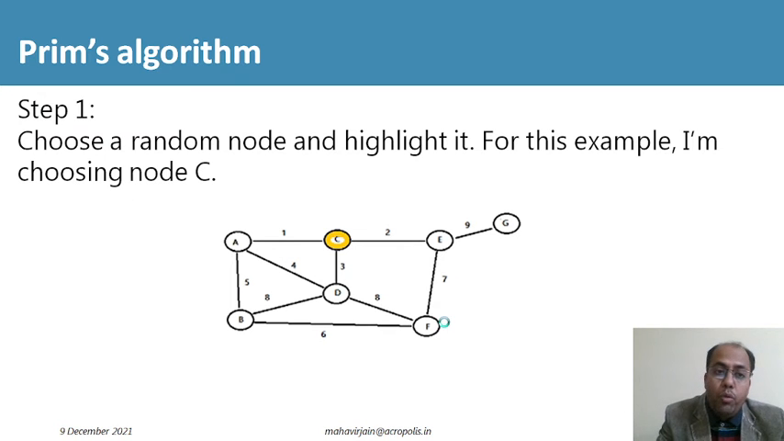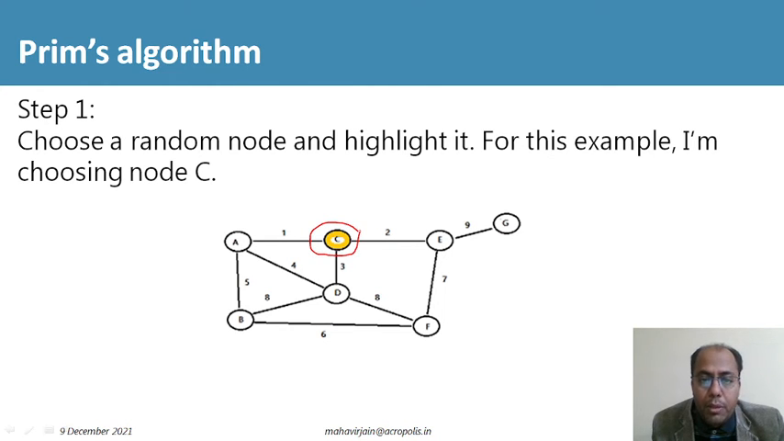Now we are moving on to Prim's algorithm. After understanding Kruskal's algorithm, we are moving on to Prim's algorithm. So step one, how is Prim's algorithm different from Kruskal's algorithm? In Prim's algorithm, first we need to identify the source vertex. That is not compulsory in Kruskal's algorithm, but in Prim's algorithm, we need to choose a source vertex.